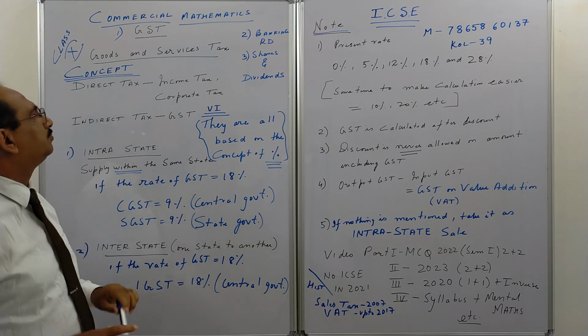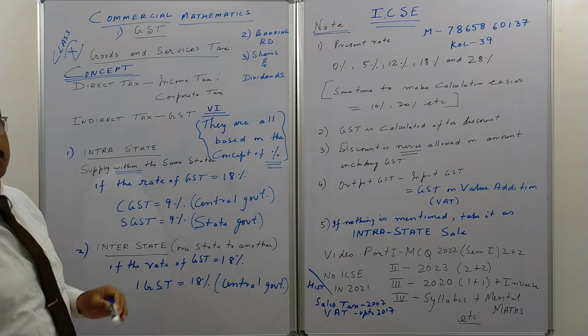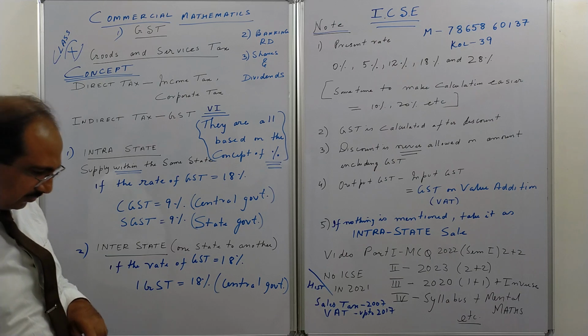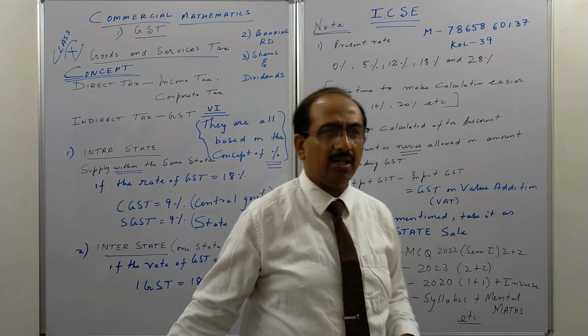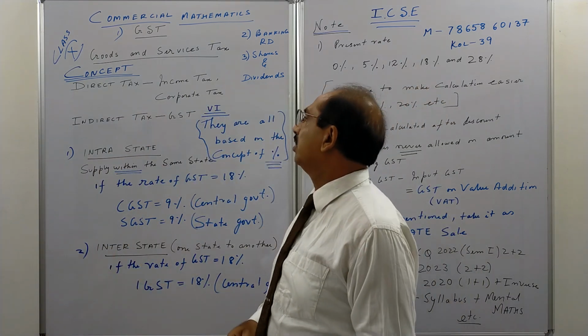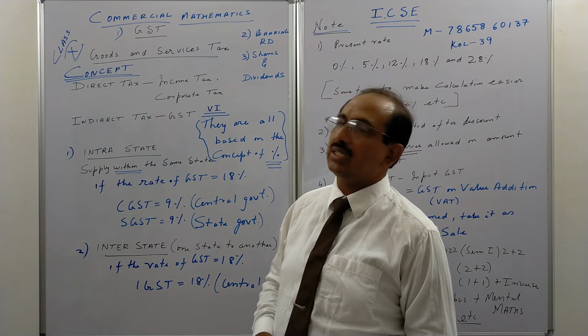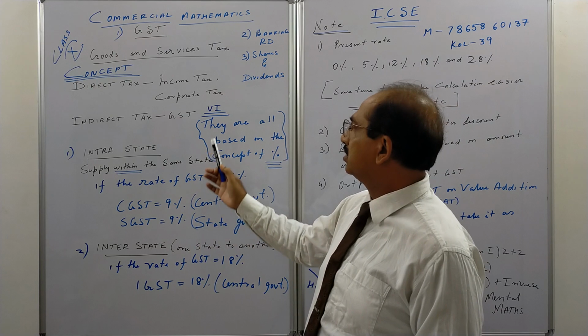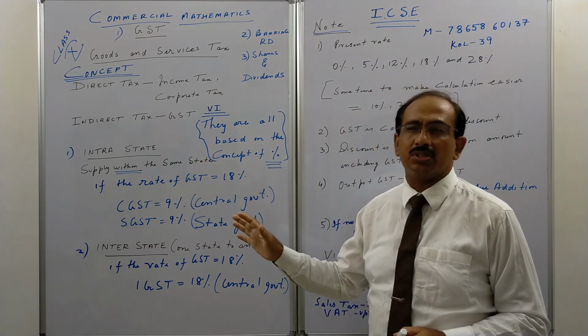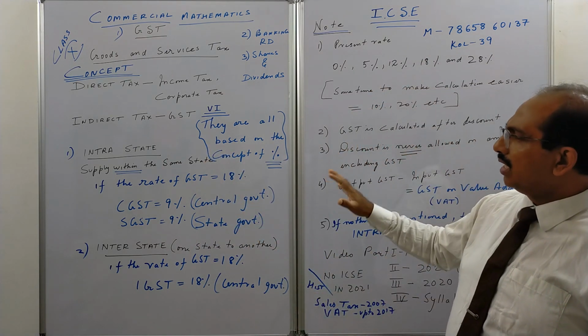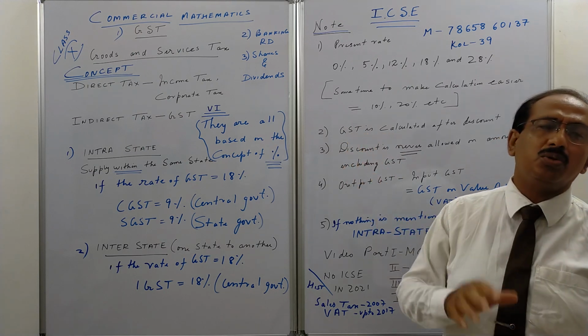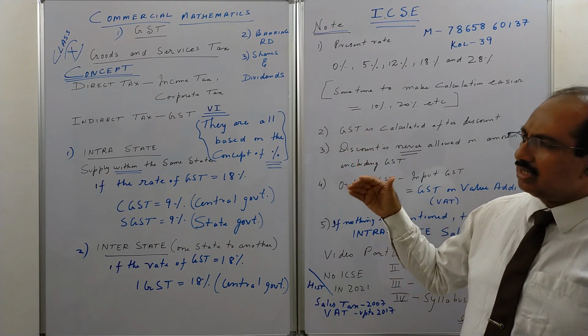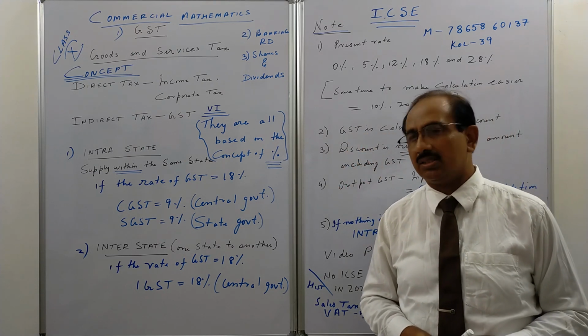First thing, there are 2 types of taxes, children. First one is what we call direct tax, where we have income tax and corporate tax. Then next we have indirect tax, where there is GST, which we are going to see in detail. A lot of things I have written. All this you will be able to understand better as soon as I start doing ICSE questions.